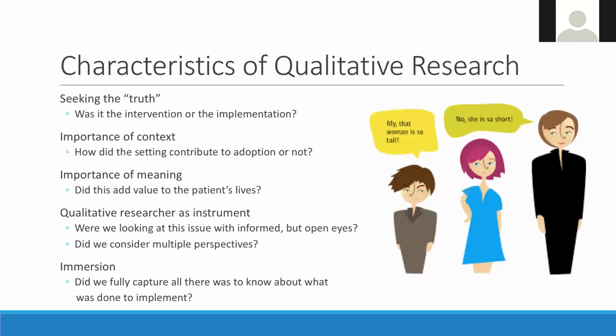All right, so characteristics of qualitative research give you perspective. Over here on the right is a little figure, and the person on the left says, my, that woman is so tall. And the other person says, no, she is so short. Maybe the woman is 5'6", and that's your quantitative measure, but your perspective varies based on who you are. So some things that qualitative research seeks to do is to seek the truth. Was it the intervention or the implementation? If you didn't get good results, what part of it was it? The importance of the context.